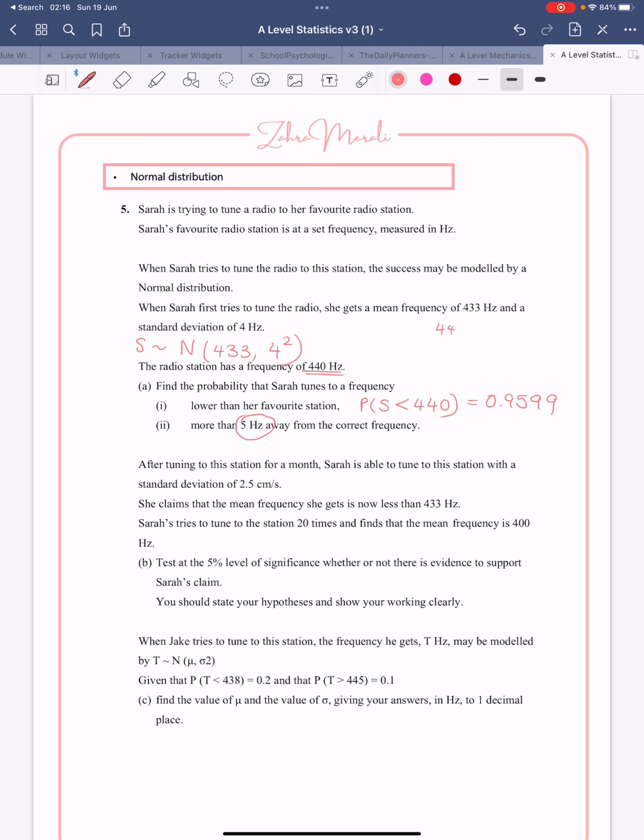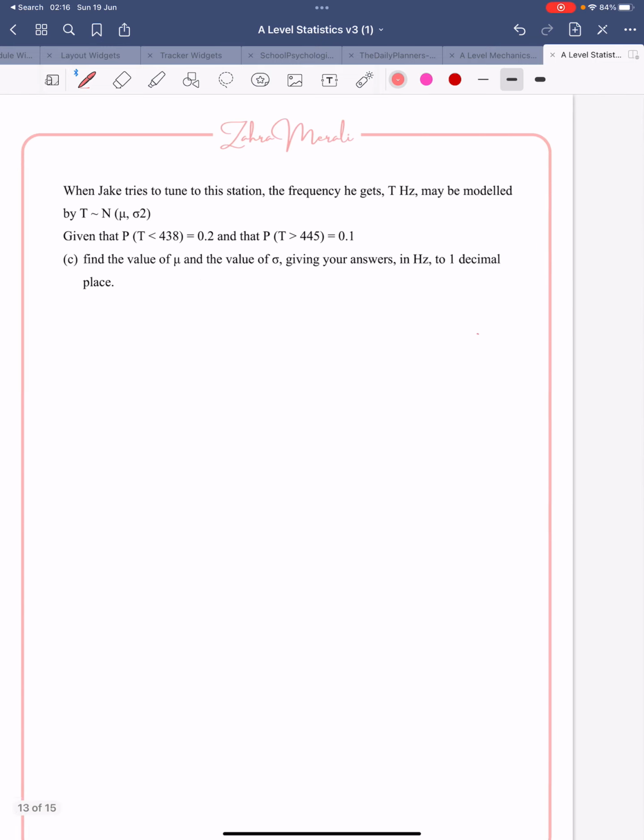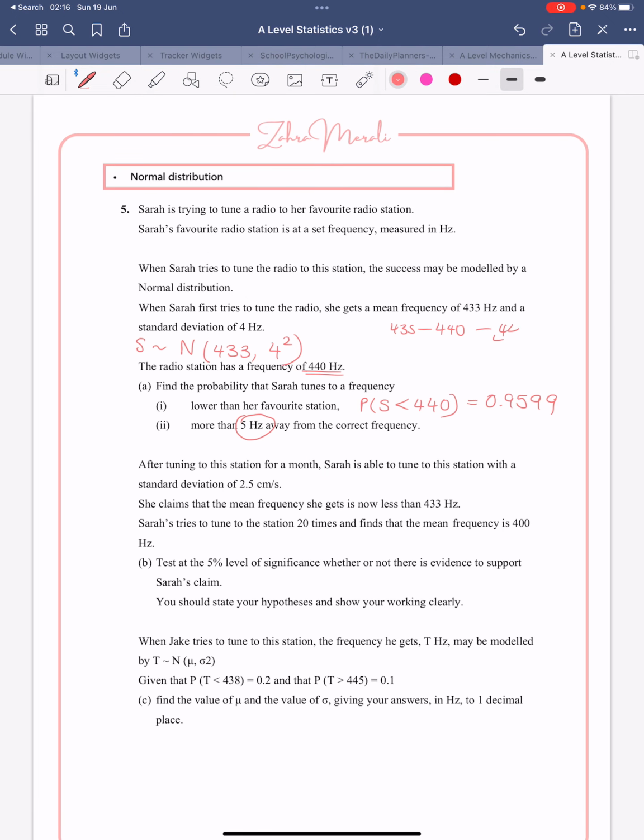And then we're going to look at more than 5 kilohertz away. So if we think about that, that means it's got to be more than between 435 and 445. But we want everything else. So what we can do is find the probability from 435 to 445 and do 1 minus it. And when we do that, we get 0.6928.